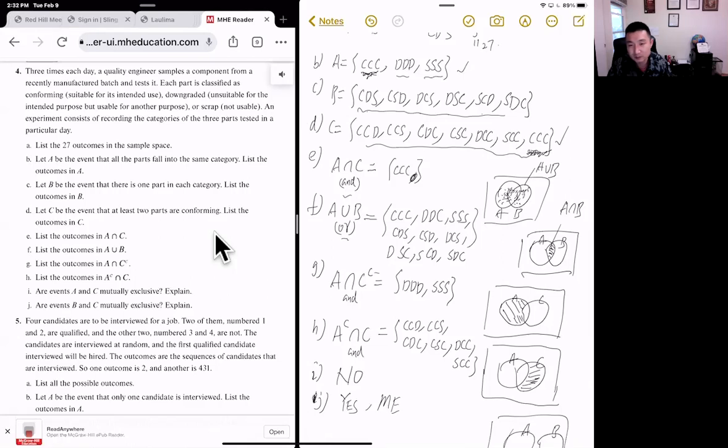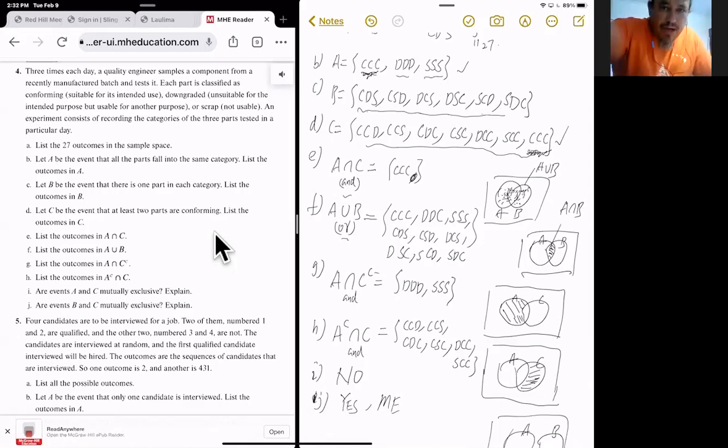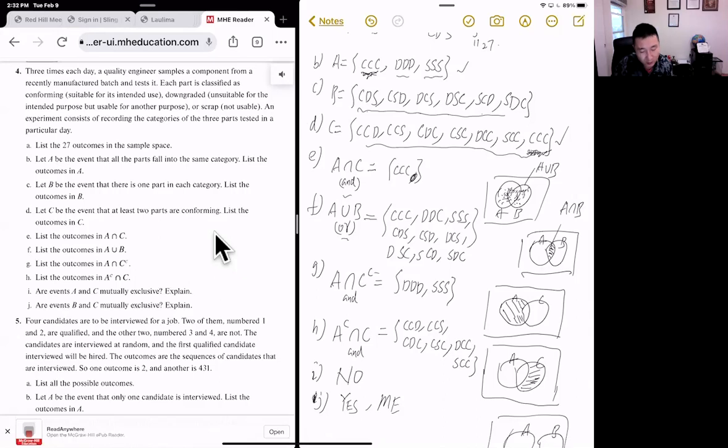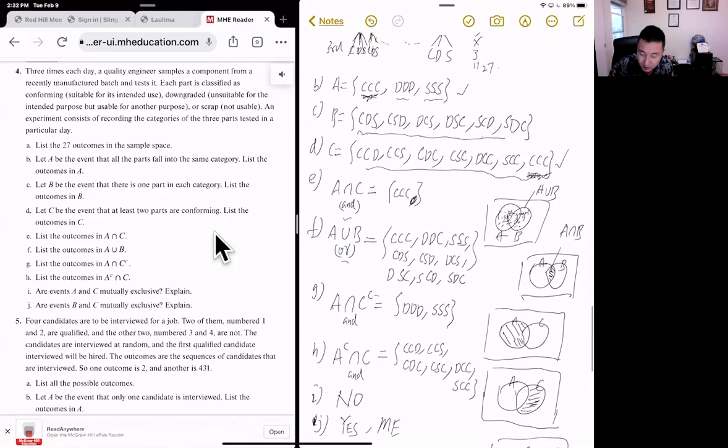I'm sorry, could you explain problem I again? Okay, I is asking whether A and C are mutually exclusive. So A is here, C is here. You just check if they have anything in common. They have something in common, which is CCC.